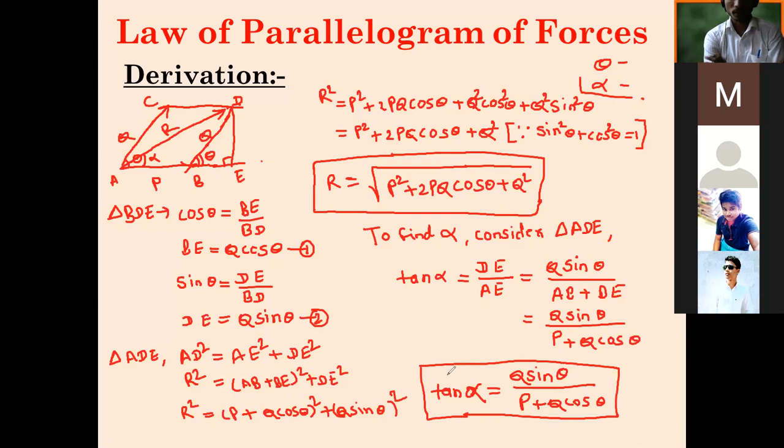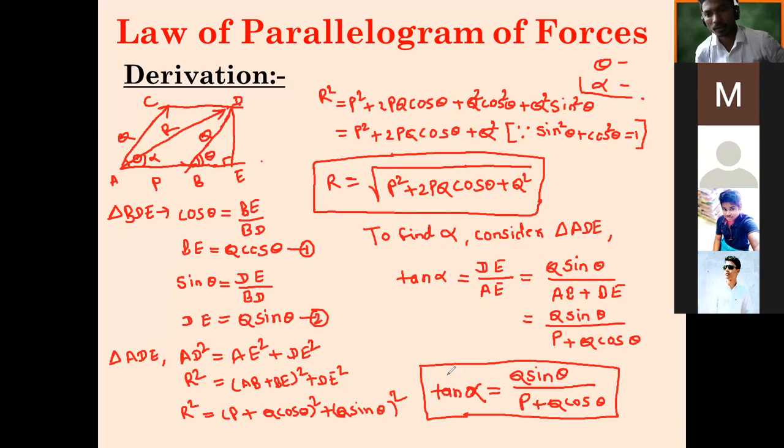In short, now I will revise this. We considered force P and force Q, represented by adjacent sides of the parallelogram, line AB and line AC. From point B we drew a line parallel to AC. Then from point C we drew line CD parallel to line AB. So we completed parallelogram ABCD. Then we joined the diagonal AD, which represents the resultant. Then, for the derivation, we drew a perpendicular from point D on line AB.